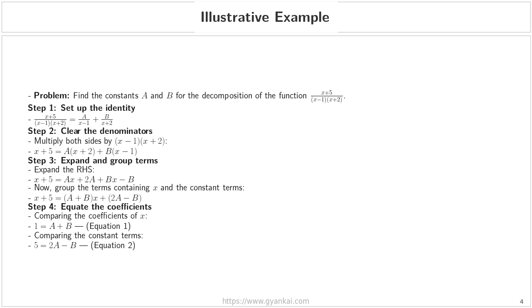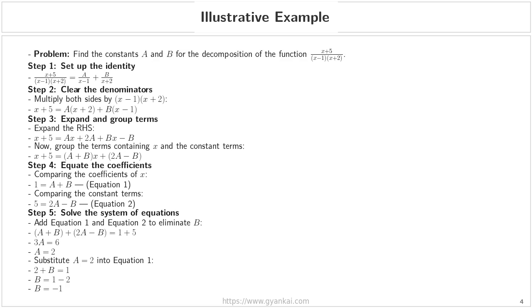On the left-hand side, we have the constant 5. On the right-hand side, the constant term is 2a minus b. So, our second equation is 5 equals 2a minus b, we'll call this equation 2. Step 5. Solve the system of equations.